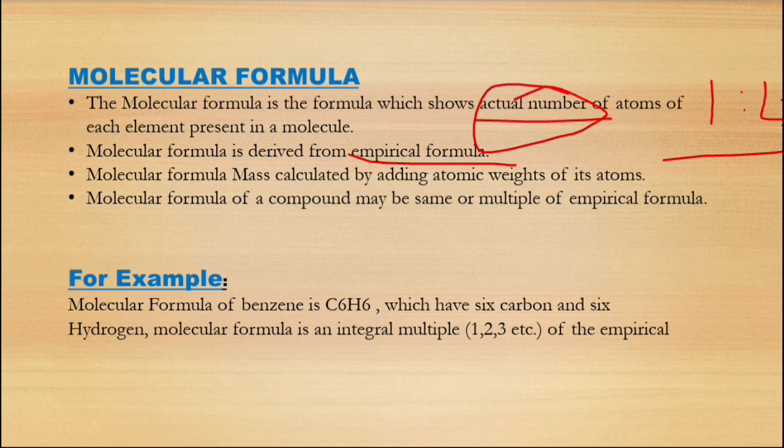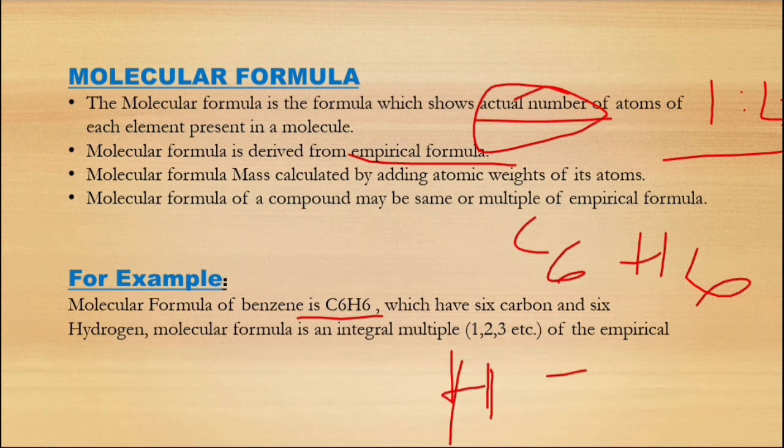Now, the example of a molecular formula is C6H6 of benzene. It has 6 carbon and 6 hydrogen. So the molecular formula is an integral multiple of the empirical formula, where the multiple here is 6. So, it may be an integral multiple.